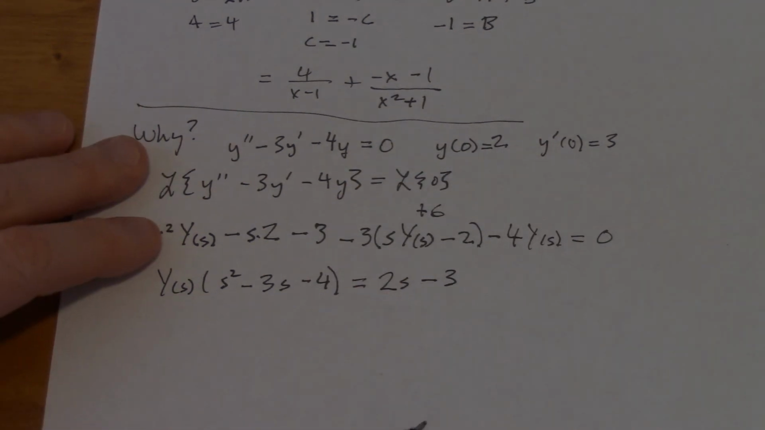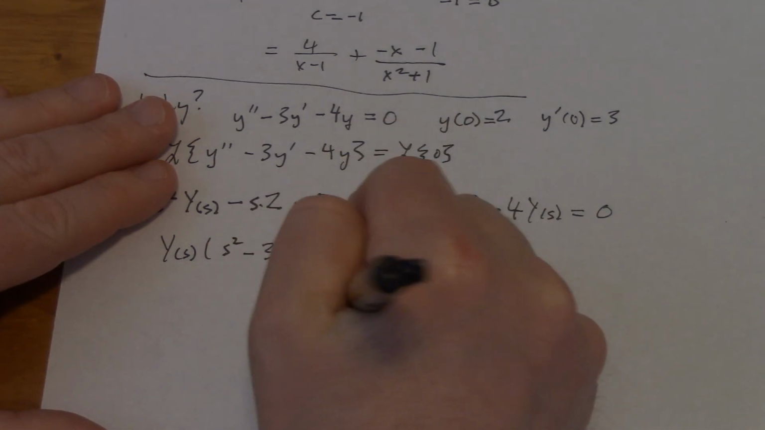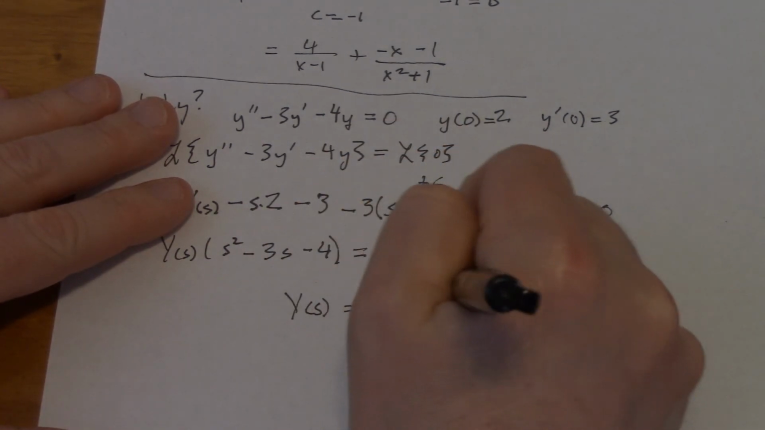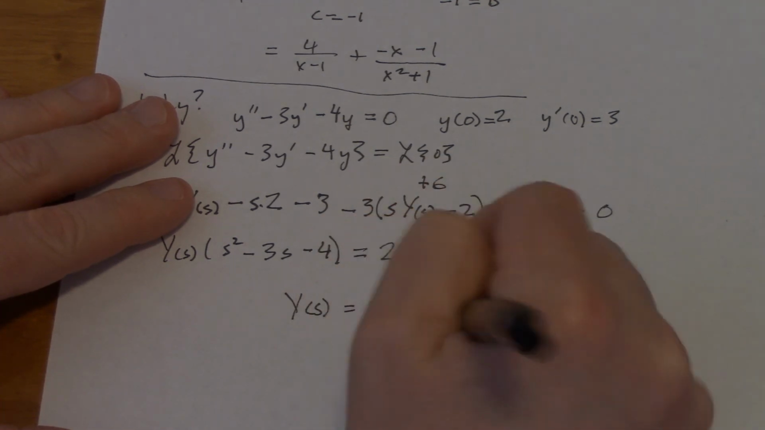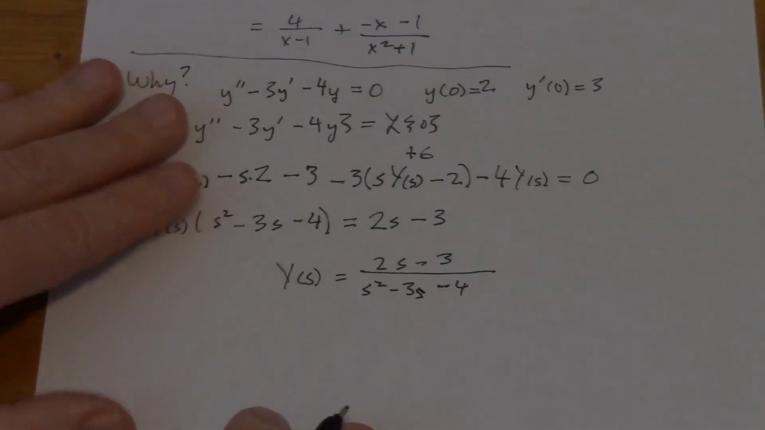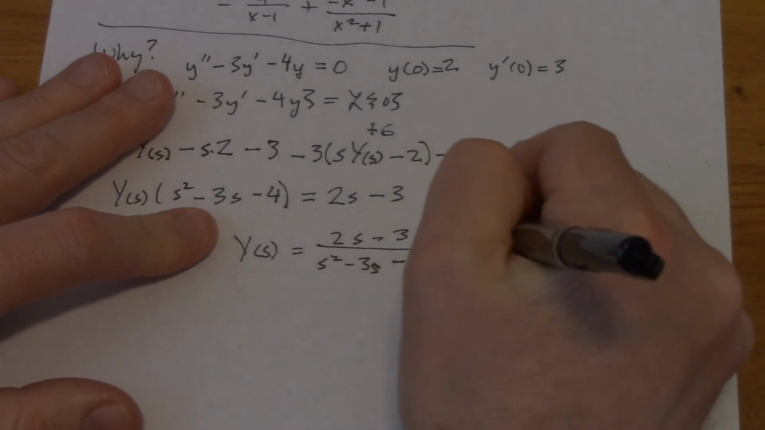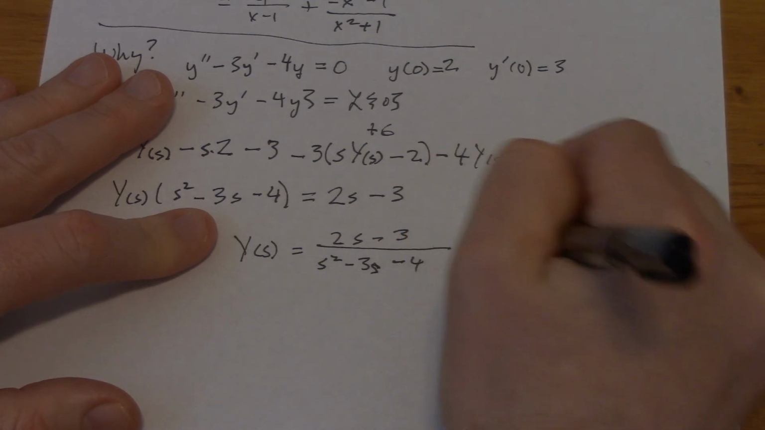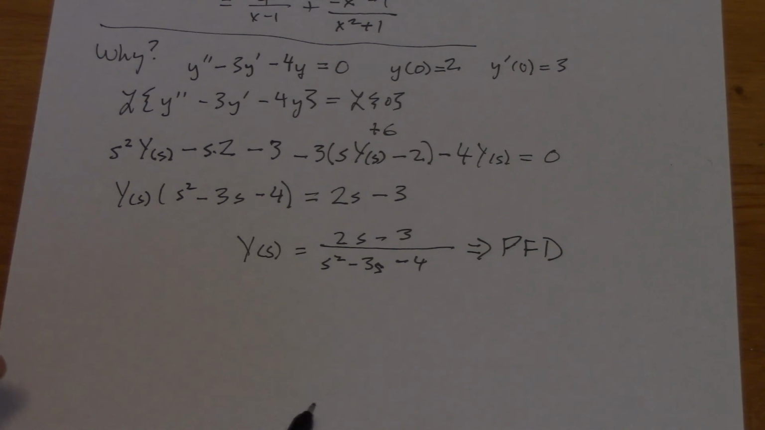And then we would solve for Y of s, so divide by everything, and we get Y of s equals (2s minus 3) over (s squared minus 3s minus 4). Okay? And look, that's most of it. Then you do your partial fraction decomposition and an inverse transform, and we'll go from there. All right, that's it.